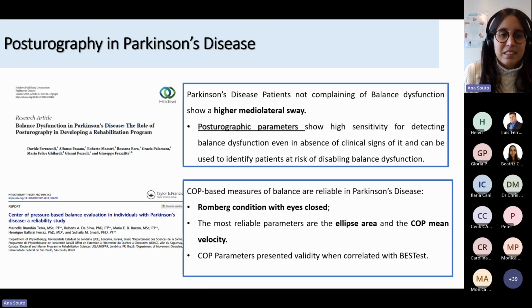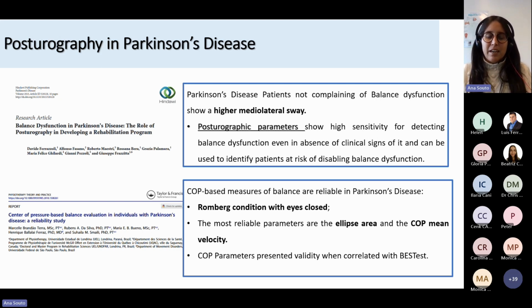For Parkinson's disease, I also have 2 studies. The first one aimed to investigate the utility of the quantitative posturographic parameters in balance assessment in Parkinson's disease, and this part is important, not complaining of balance dysfunction. So the authors concluded that Parkinson's disease patients not complaining of balance dysfunction showed a higher mediolateral sway, and that posturographic parameters show high sensitivity for detecting balance dysfunction, even in absence of clinical signs.